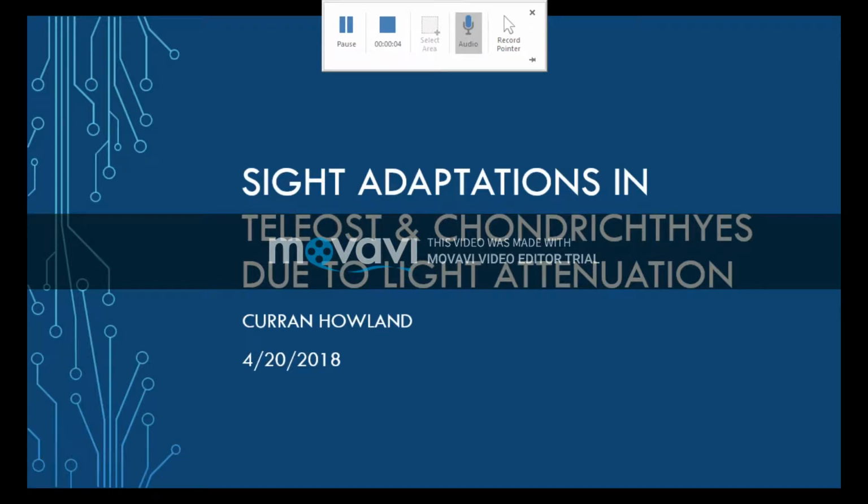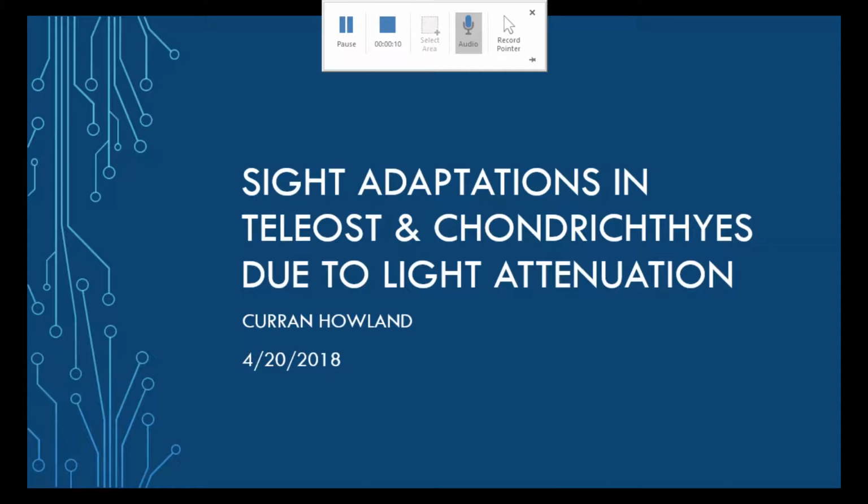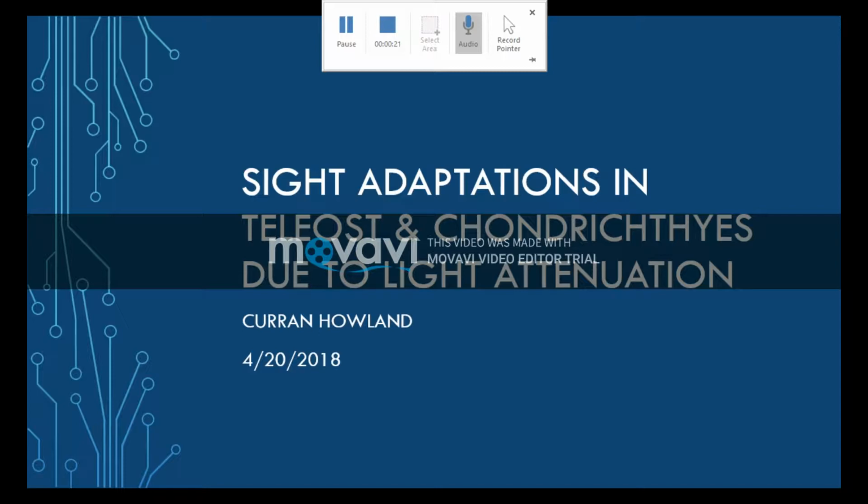This presentation is on site adaptations in Teleost and Chondrichthyes due to light attenuation. Predominantly, I will be focusing on the different adaptations of these two groups and the different zones in the ocean, the photic zone and the aphotic zone.